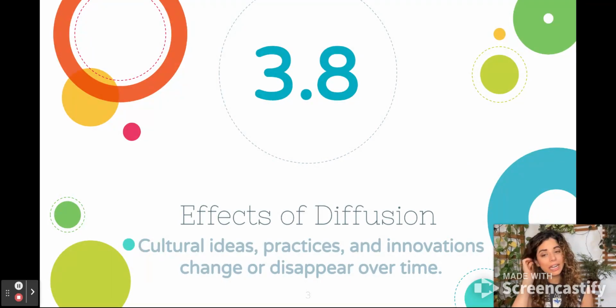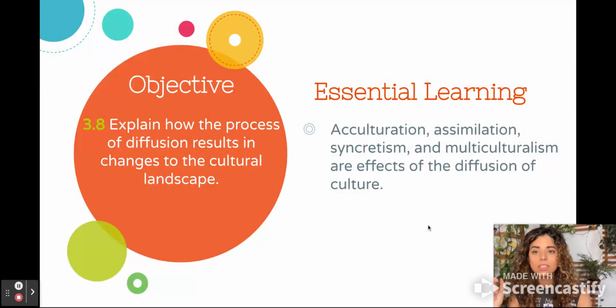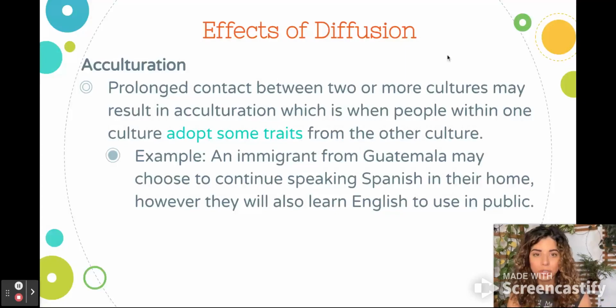So today we're going to be looking at cultural ideas, practices, and innovations and how they change or disappear over time. So you need to be able to explain how the processes of diffusion results in changes to the cultural landscape. Today, you absolutely need to learn these terms, right? So we have acculturation, assimilation, syncretism, and multiculturalism, and what that means for cultural diffusion. So these are, again, some fundamental concepts to this unit.